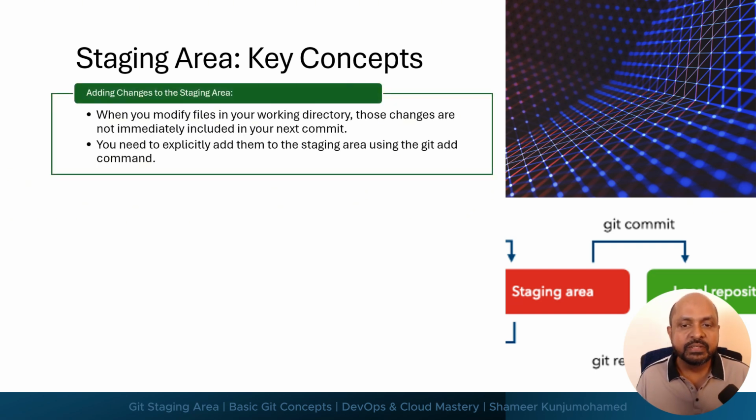The first step in leveraging the staging area is that you have to add your changes to the staging area itself. When you modify your files in your working directory, those changes remain outside of the version control system until you take an explicit action. To include these modifications in your next commit, you must use the git add command. This explicit action is crucial because it gives you control over what changes make it into the next commit, allowing for selective inclusion based on your decision, which is based on what's appropriate for your project goals at this particular moment.